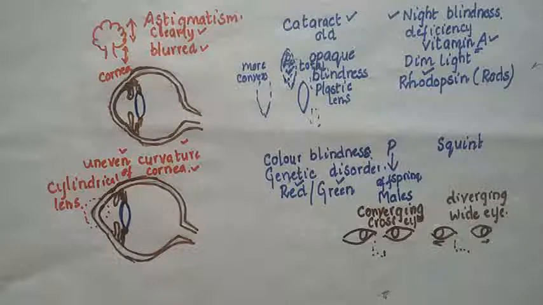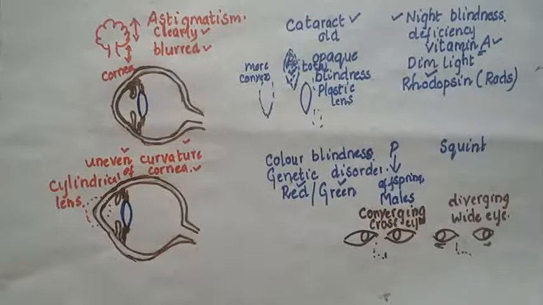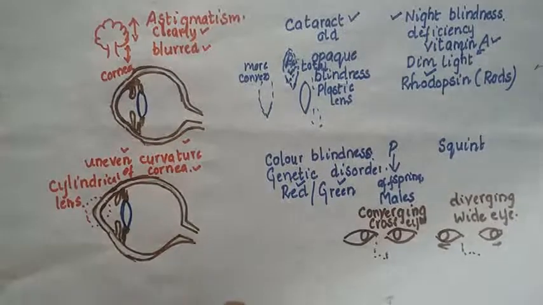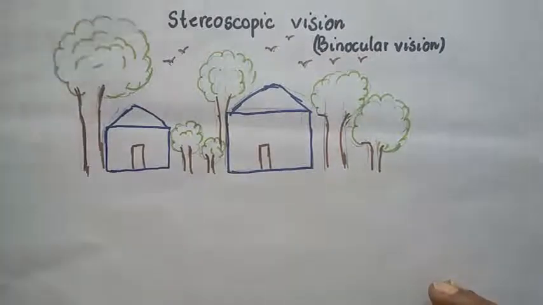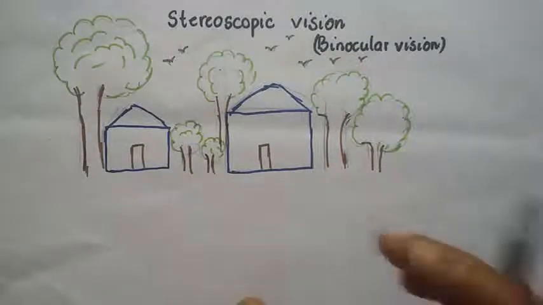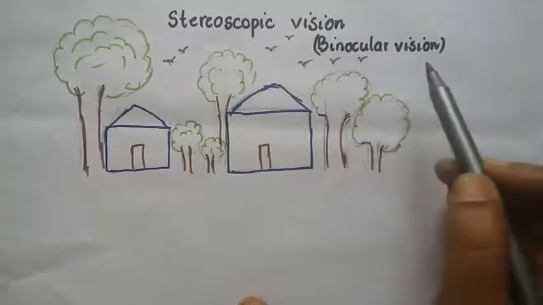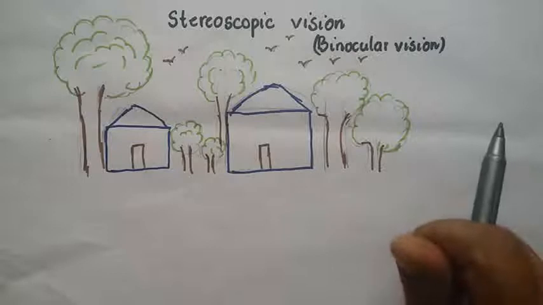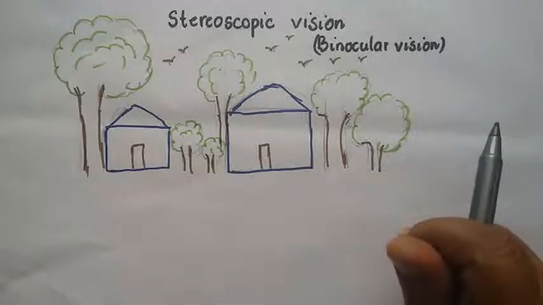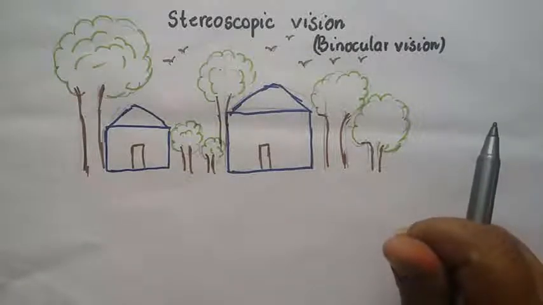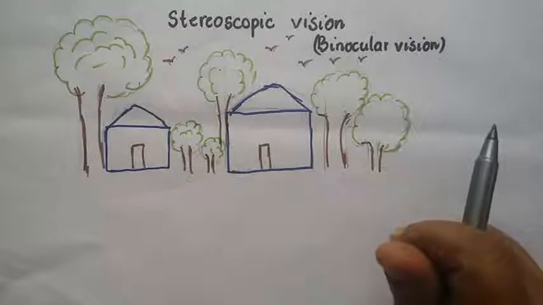Okay, children. So these are some of the defects of the eye. Now, let us learn about the last part of the eye, known as stereoscopic vision or binocular vision. Now, what is the meaning of stereoscopic vision or binocular vision?